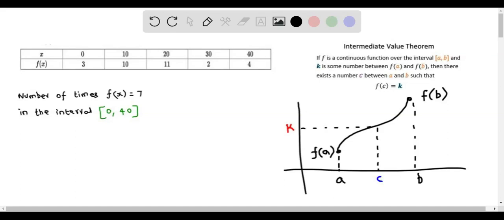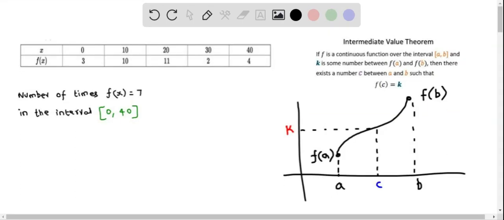We will now answer this question: the number of times f of x equals 7 in the closed interval 0 comma 40, and we are given the table values for f of x for x values 0, 10, 20, 30, and 40. Here we are going to use the intermediate value theorem to answer this question. Let's understand this theorem.